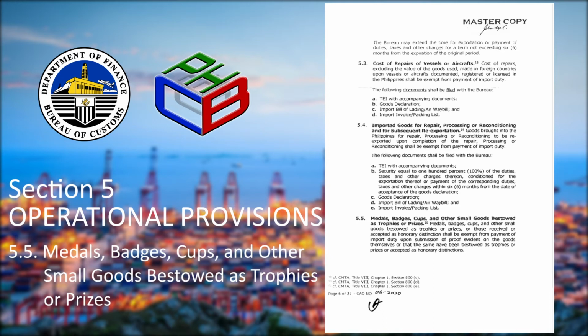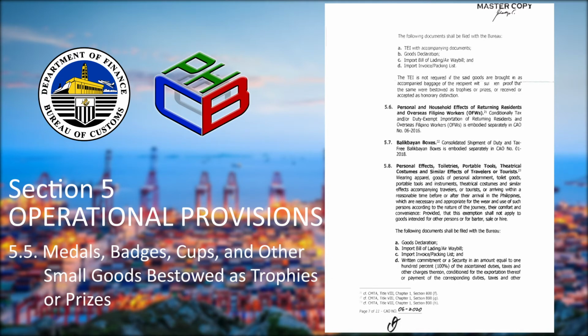Medals, badges, cups, and other small goods bestowed as trophies or prizes, or those received or accepted as honorary distinction, shall be exempt from payment of import duty upon submission of proof evident on the goods themselves or that the same have been bestowed as trophies or prizes or accepted as honorary distinctions. The following documents shall be filed with the Bureau. A. TEI with accompanying documents. B. Goods declaration. C. Import bill of lading, airway bill, and D. Import invoice, packing list.